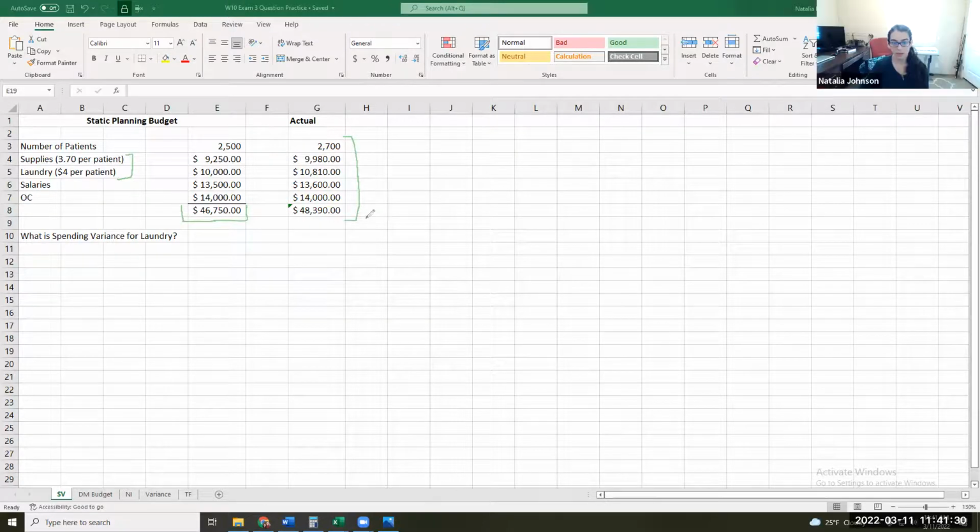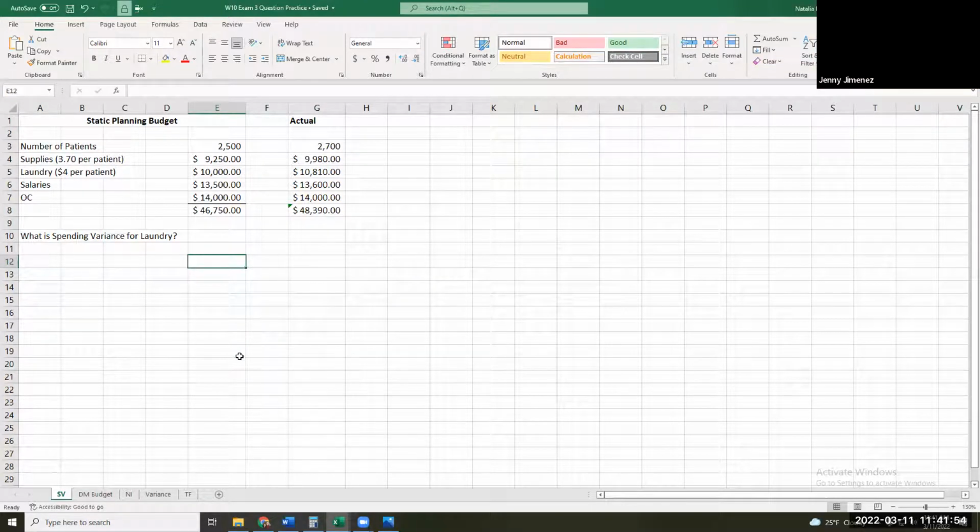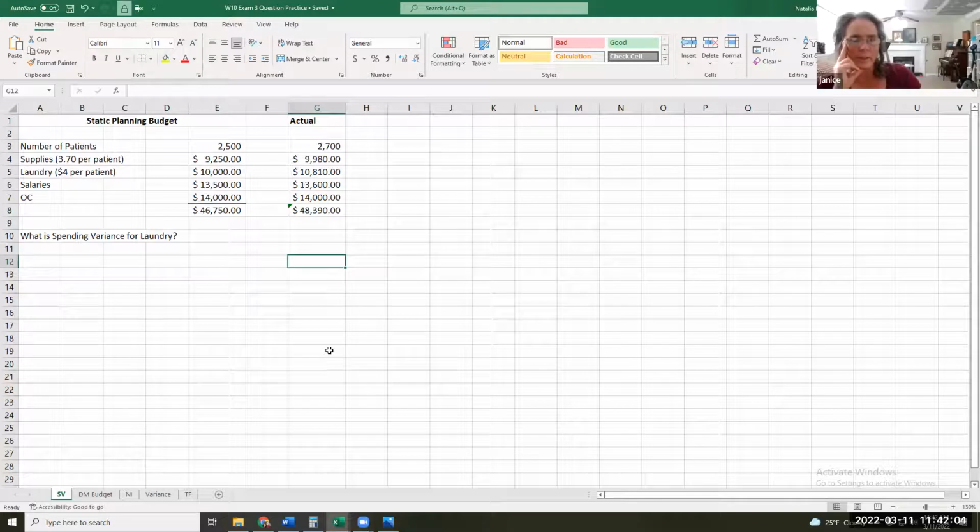Okay. But this was the actual. So instead of 2,500 patients, there were actually 2,700 patients. So they're asking, what is the spending variance for laundry? Only for laundry. You take your actual and take away the static from it. So that leaves you with 810 more than they planned to.